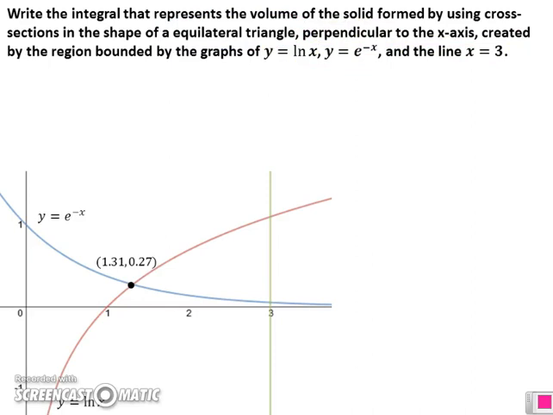So same thing. If it was perpendicular to the y-axis, we would do everything the same. The formulas are all the same. It's just that we would be going horizontally again, and we'd be solving for x. So we don't have to do that in this case.